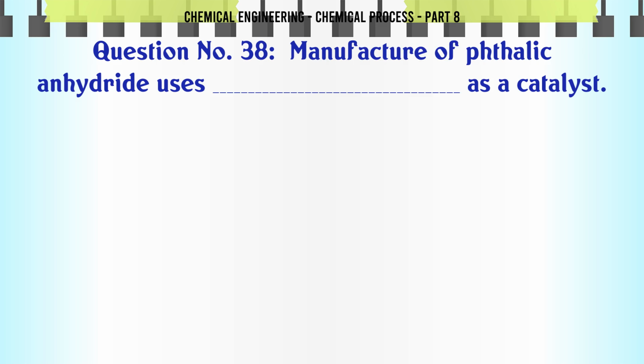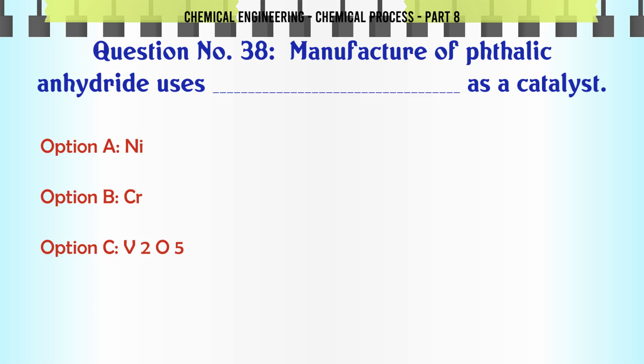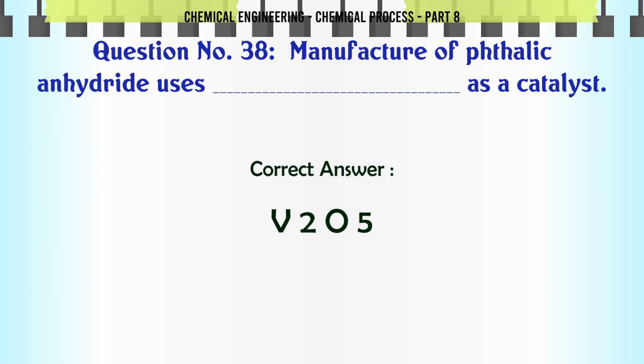Manufacture of phthalic anhydride uses as a catalyst A. Ni, B. Cr, C. V2O5, D. Al2O3. The correct answer is V2O5.